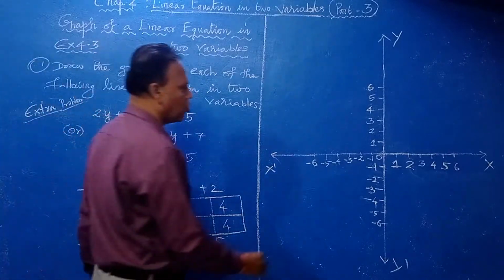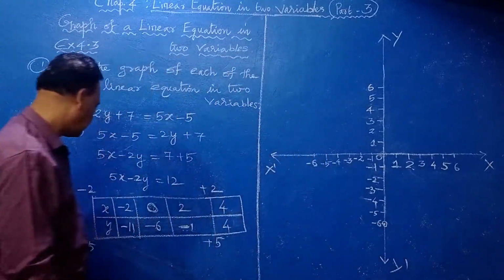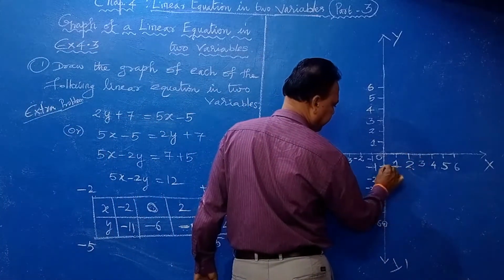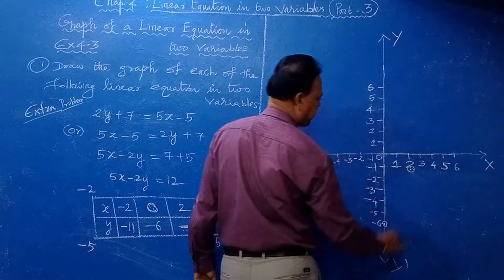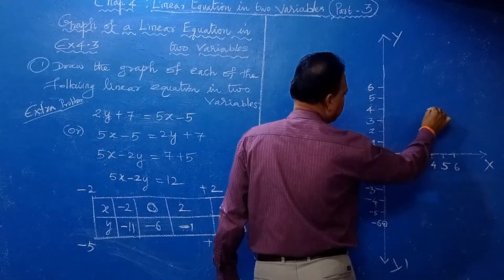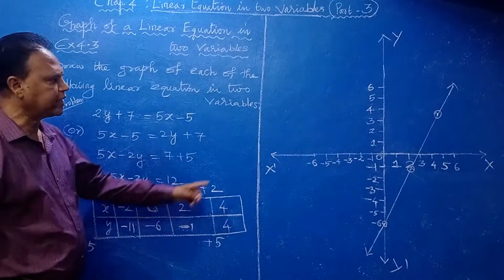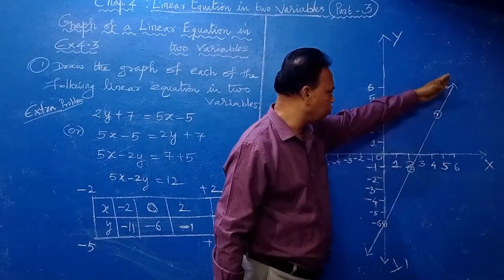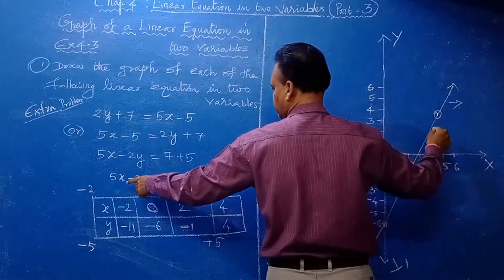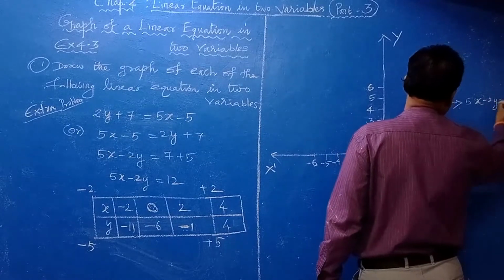Now 0, minus 6, you see 0, 0 here, minus 6 here, this is the point, 0 minus 6, then 2, minus 1, 2 is x axis, 2 minus 1. Okay. Now 4 comma 4, x is 4, y is 4. So all these 3 points you join, and so like this you plot the points, then you join. Join means correctly we get a straight line. Straight line of this equation, that is 5x minus 2y equal to 12.